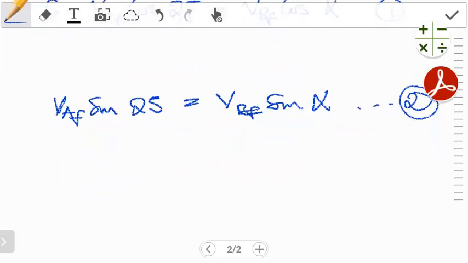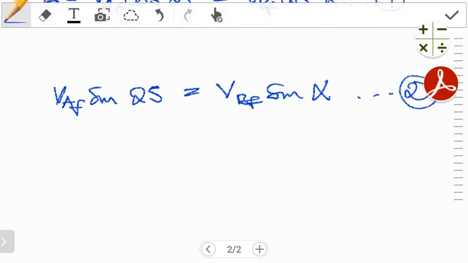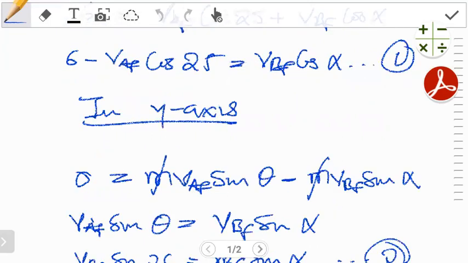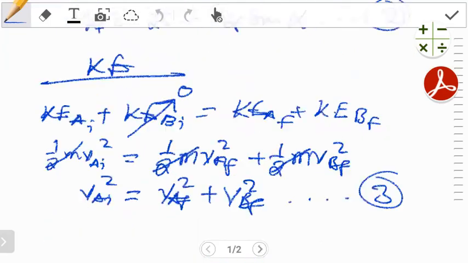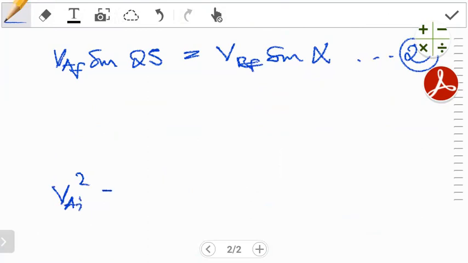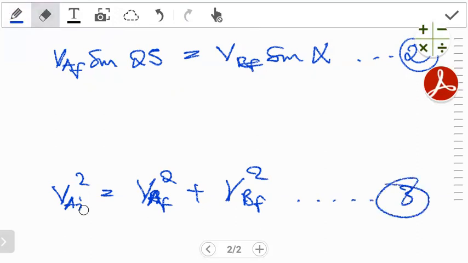And then the third equation was the one we just found. Let me just take a look at it again. Yes, this one: VAI squared equal to VAF squared plus VBF squared. So remember, VAI is just 6. So here we can just have 6 squared, which becomes 36.